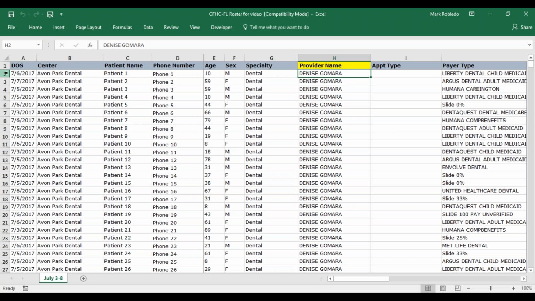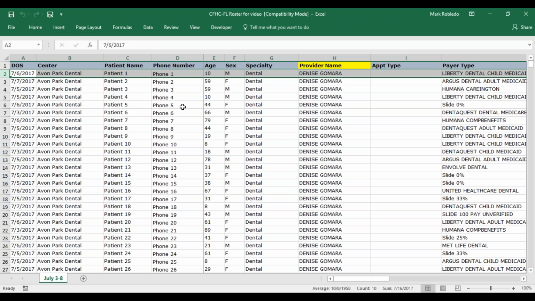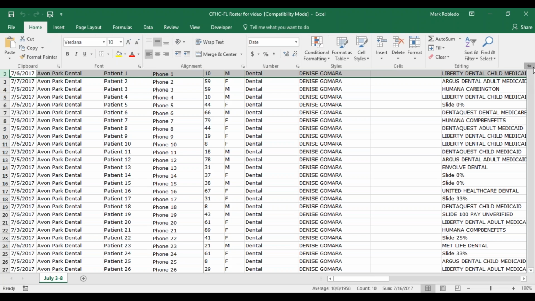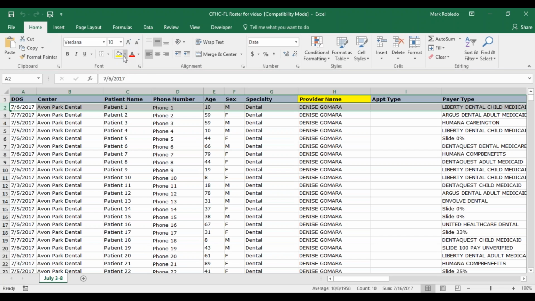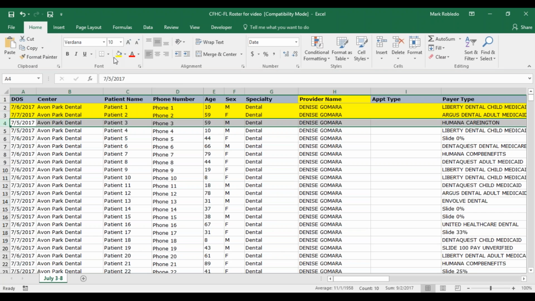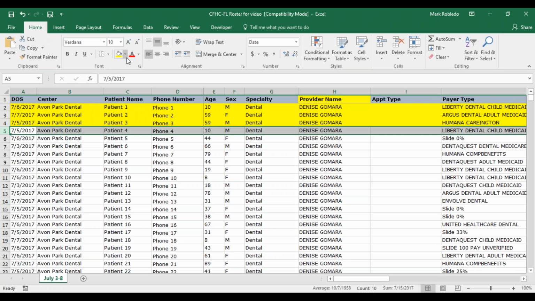So you would start here with Avon Park Dental being your very first location. Now when you start making calls, please start with the very first patient, very first provider, very first location, and you'll continue making calls, coloring in yellow for calls placed until you do reach a color green. Now when you get to a green survey, meaning that the survey was completed, that's when you start looking for the next provider in the center.